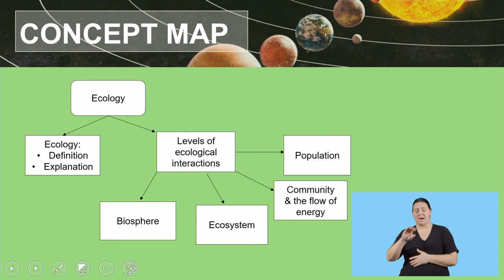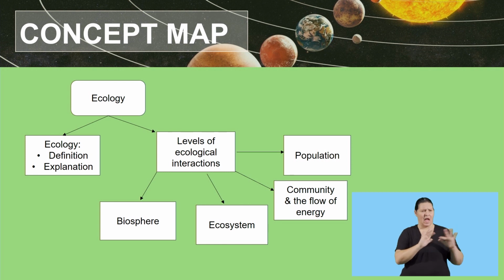So this is our concept map, which gives us guidance as to how this lesson is going to go. So we are firstly going to look at ecology, define it, and give an explanation rather. And then we are going to move on to the levels of ecological interactions. We are going to start by looking at the population. We will then look at communities together with the flow of energy. We will then look at ecosystems and the biosphere.